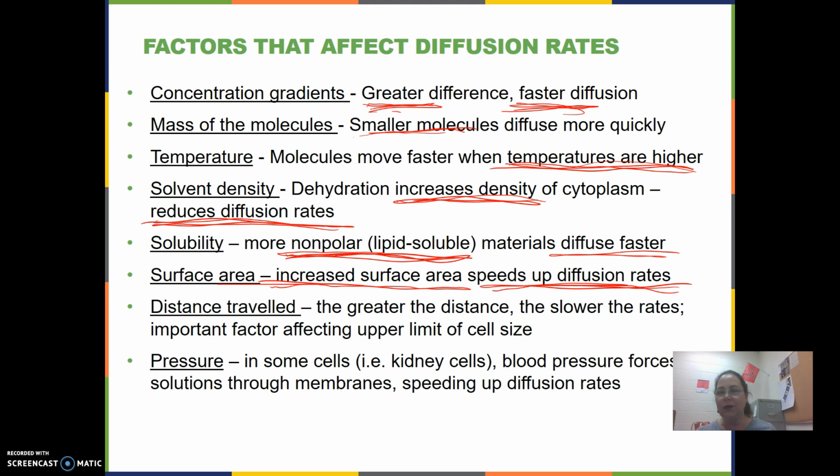The distance traveled, the greater the distance, the slower the diffusion. So that is one important reason why cells are so small, so that diffusion can occur faster in smaller cells. And then pressure. Kidneys have a pressure called blood pressure actually, that affects their filtration rate, how fast they can filter the blood. So the higher the pressure, the faster the diffusion rate. The higher the blood pressure, the faster the diffusion rate.